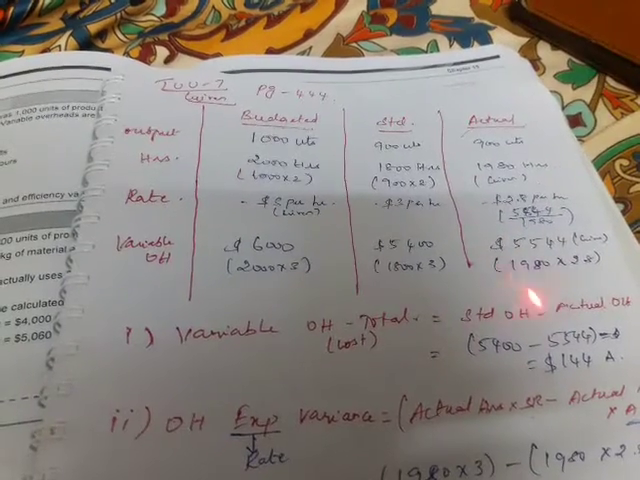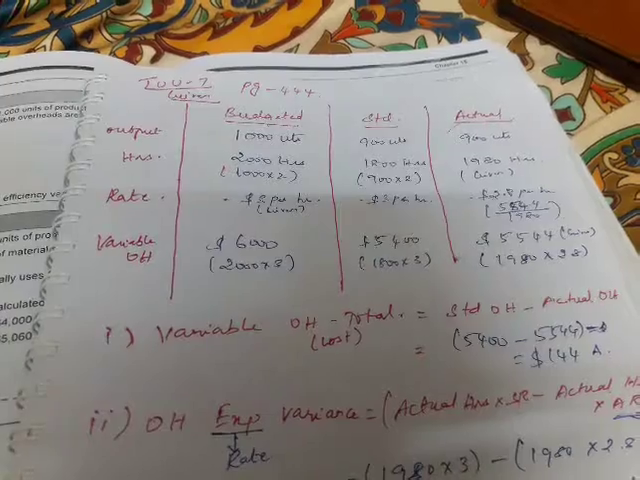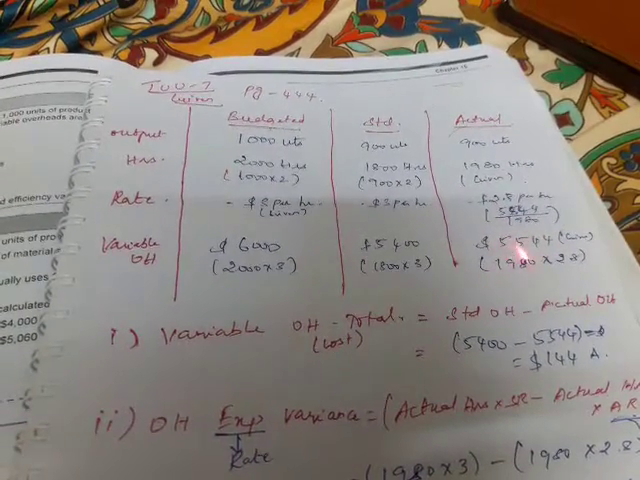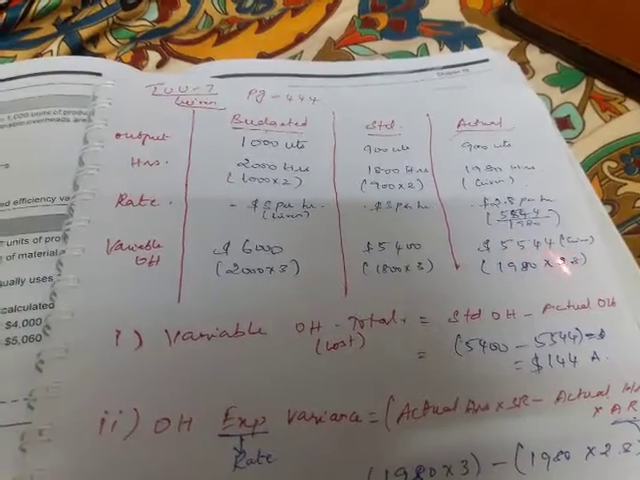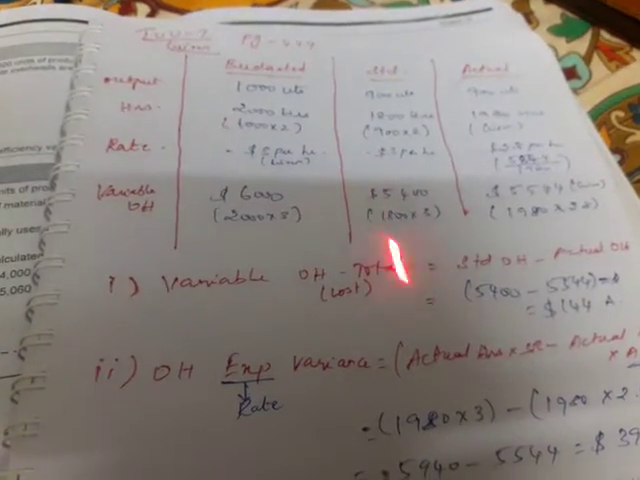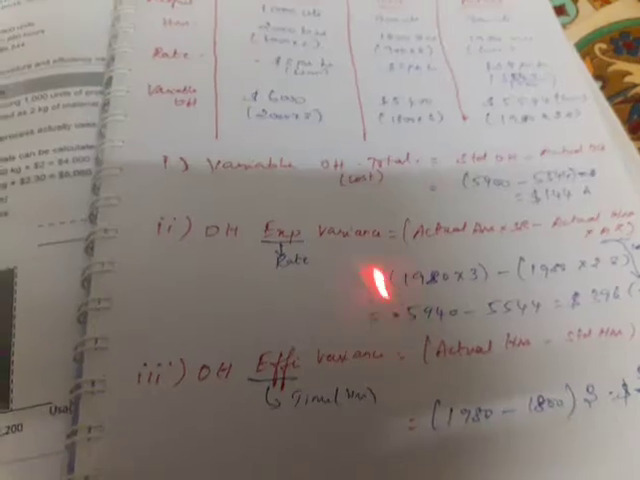Then your actual. What is your actual hours? 1980 into your rate 2.8. So you are multiplying it, 5544. It is given in the question itself. Okay. So we have found this. With this, we can just substitute the values and find the answers for the question. That's why I asked you to do the given first.